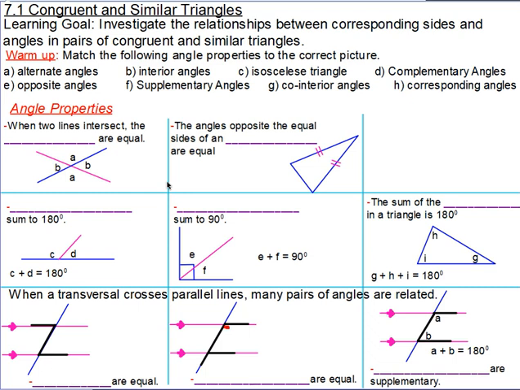Okay, congruent and similar triangles. Our learning goal for today is to investigate the relationships between corresponding sides and angles in pairs of congruent and similar triangles. And before we get into anything like that, let's recall some of the angle properties that we learned in grade 9.